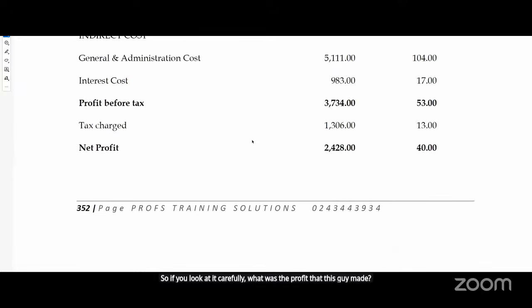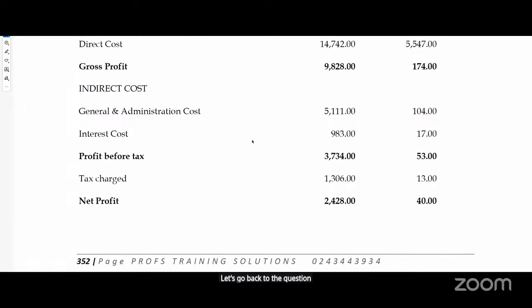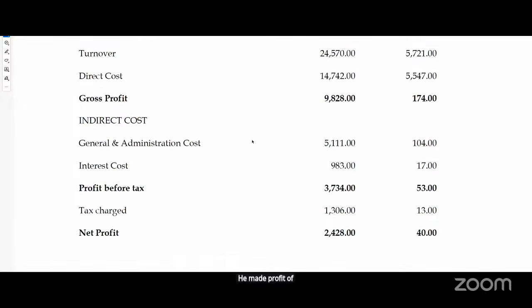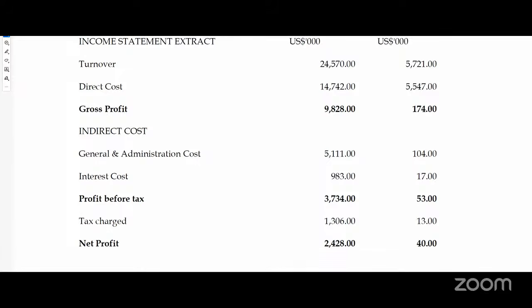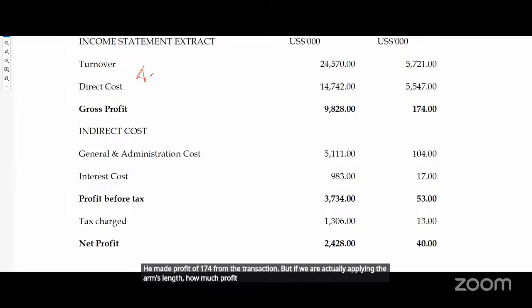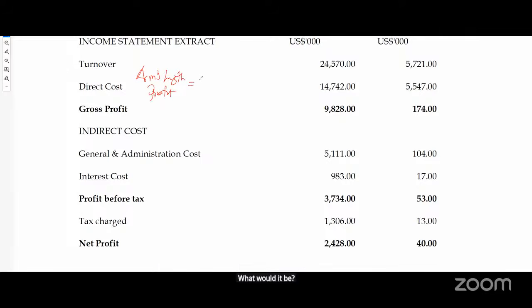174. Let's go back to the question. He made a profit of 174 from the transaction. But if we are actually applying the arm's length, how much profit should be made? If we want his arm's length profit in this case, what would it be?